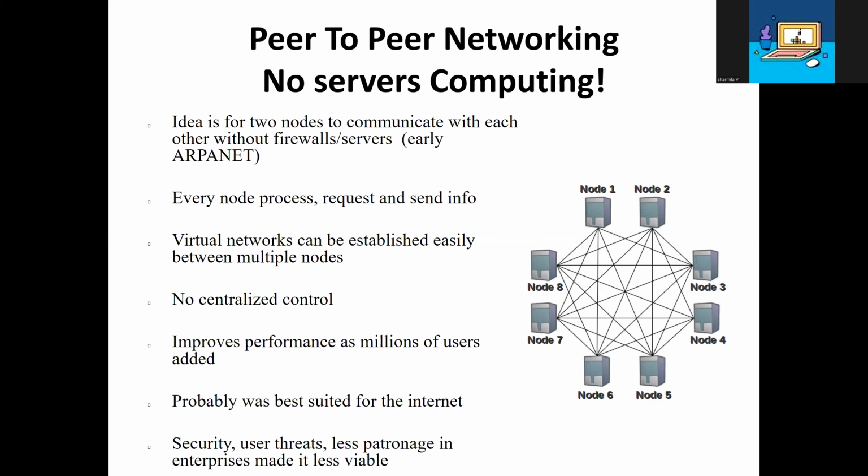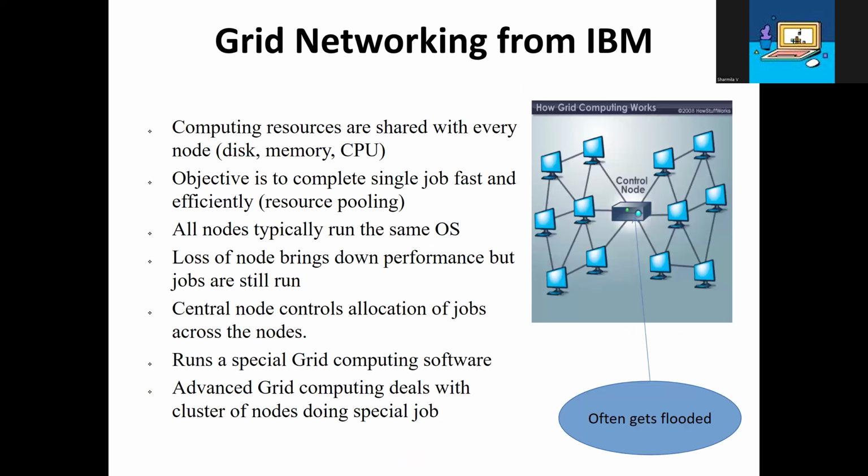Peer-to-peer networking, no server computing. The idea is for two nodes to communicate with each other without a firewall server. Every node processes requests and sends information. A virtual network can be established easily between multiple nodes. There is no centralized control, and performance improves as millions of users are added. It was best suited for the internet, but enterprise needs made it less viable. Different nodes communicate with each other.